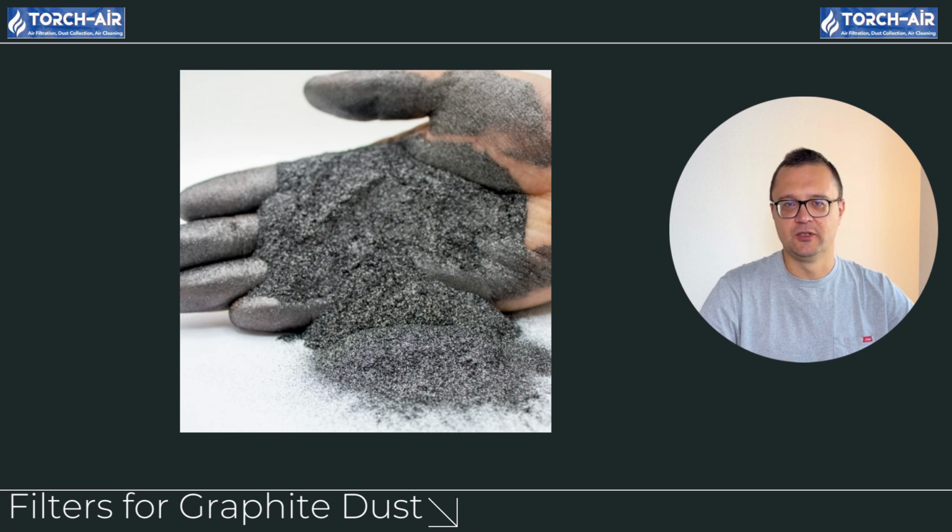4. Electrostatic precipitators. Electrostatic precipitators work by charging the dust particles as they pass through the filtration system. These charged particles are then attracted to collection plates, effectively removing them from the air. This method is highly efficient for fine dust particles like graphite and is often used in larger industrial setups.